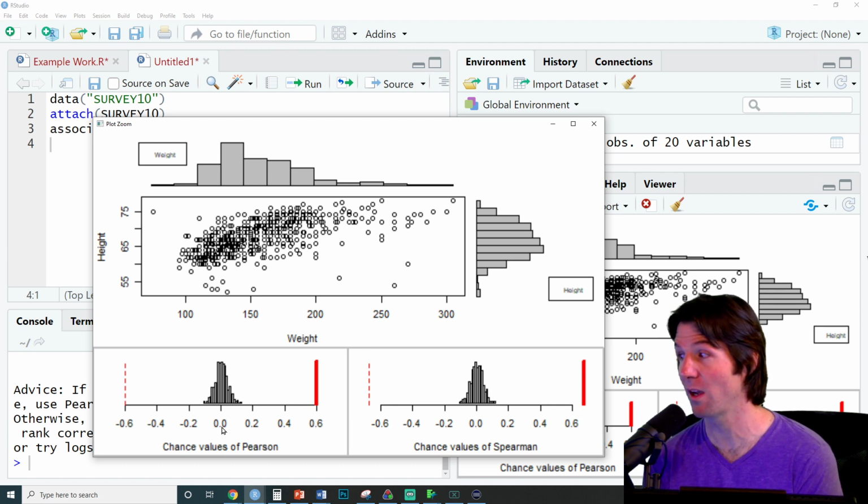Attaches the vectors in a data frame so that you can use them without calling the data argument.